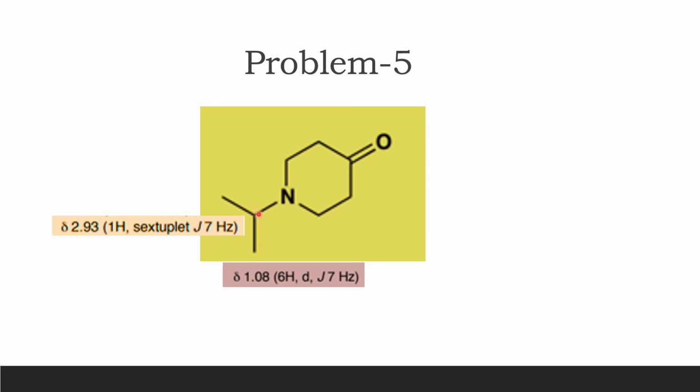And 1 hydrogen comes around 2.93. Why? This is directly attached to the nitrogen atom. That's why it's close to 3. And the next one is this CH2 group, and here also CH2 groups are there. So here, how many hydrogens are there? 2 plus 2, 4 hydrogens. Here also 2 plus 2, 4 hydrogens. Both have values 2.45 and 2.8, nearly close to that. Both are triplets. Here 2 plus 1, triplet. Here also 2 plus 1, triplet. Okay, these are the values for this problem.